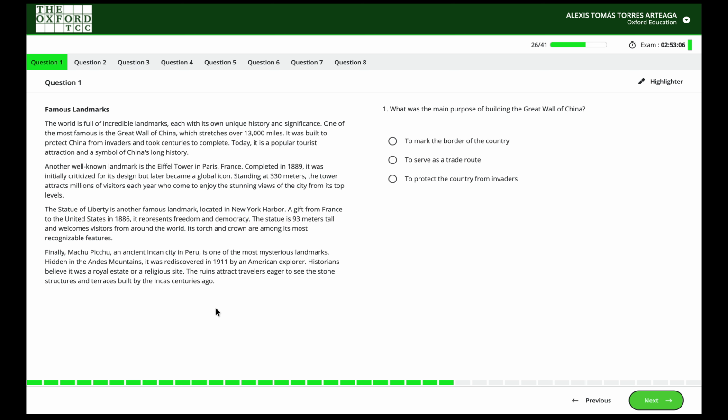What is the main purpose of building the Great Wall of China? To mark the border of the country, to serve as a trade route, to protect the country from invaders.